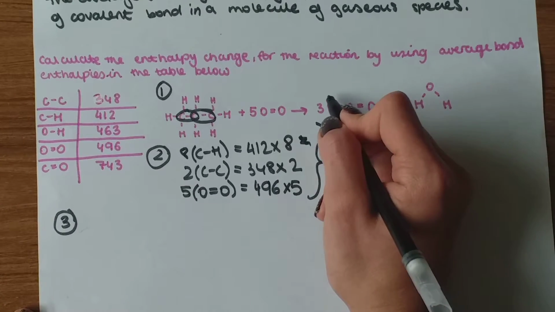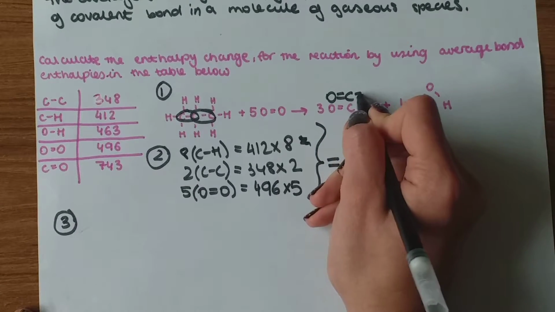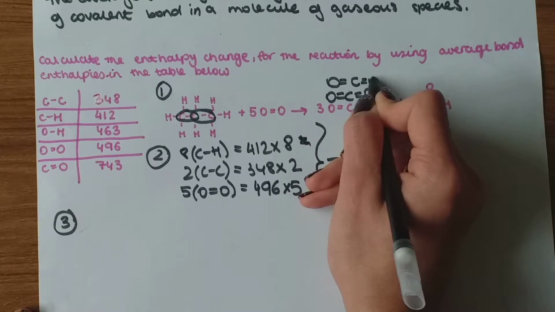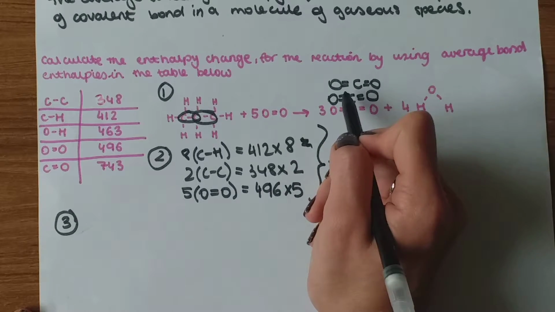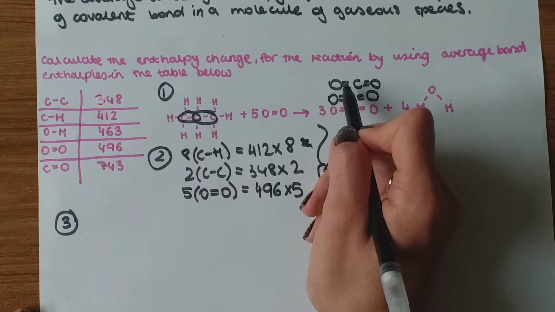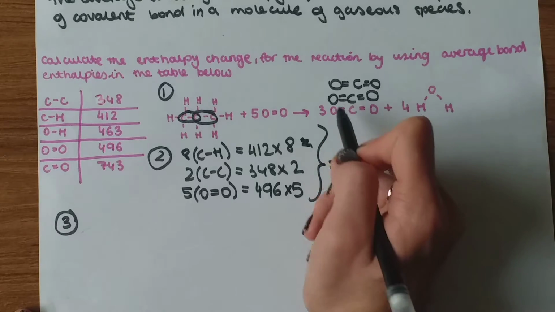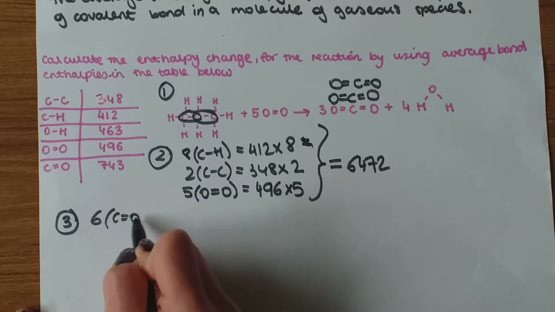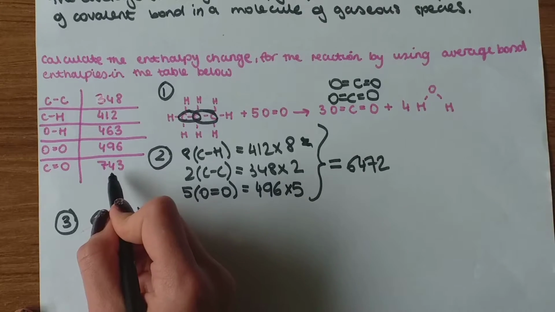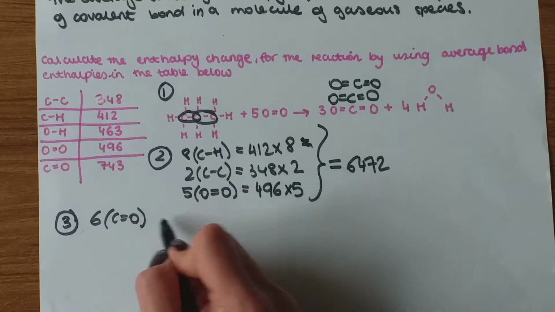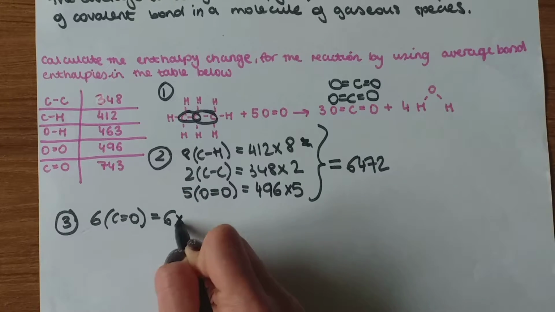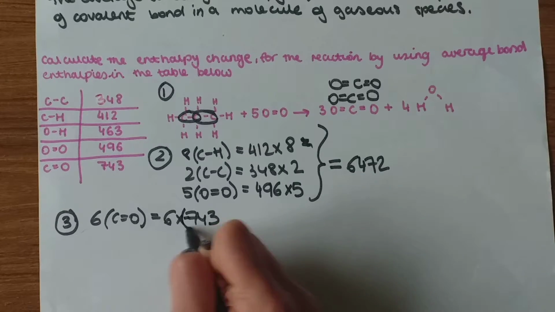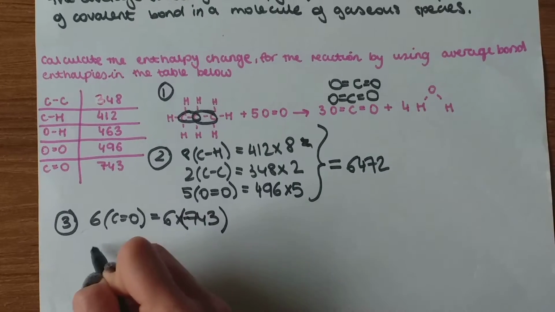If it makes it easier for you, you can draw it out again and again. And now you can see we've got C double bond O bonds, and we've got 1, 2, 3, 4, 5, 6 of them. Each of them has a bond enthalpy of 743. So we've just got to do 6 times 743. And remember to put the minus in front.